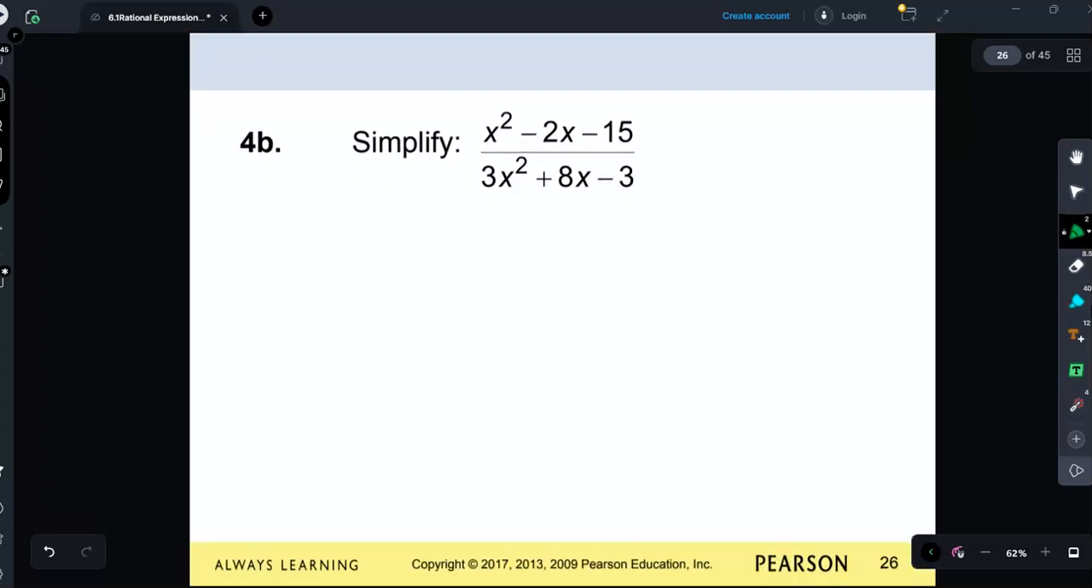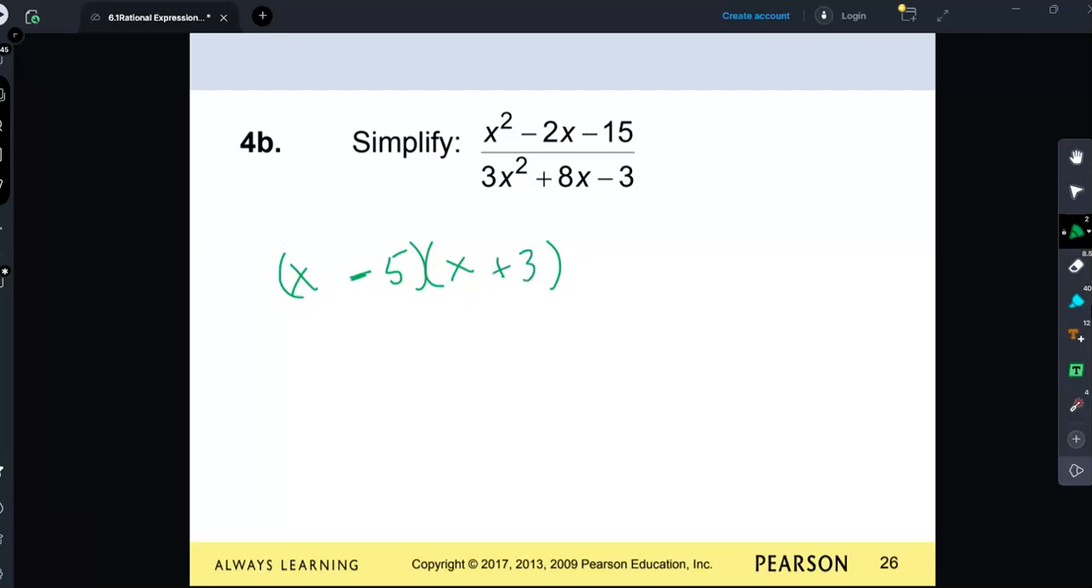Okay, let's do another one together. We have to factor this time, so we have to factor the numerator and the denominator. So let's see, x and x, 5 and 3, right? It needs to be a -2, so we need 5 to be negative and 3 to be positive. Down here, we have 3x, and we have x. We have 3 and 1, essentially. So 3 times 3 is 9x, minus 1 is 8x, okay?